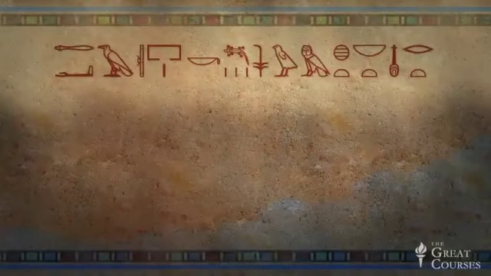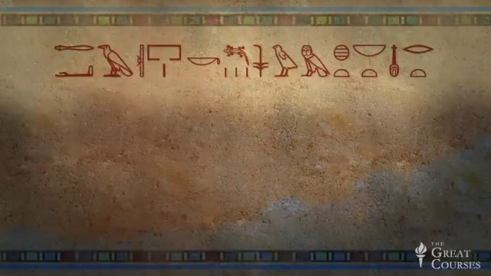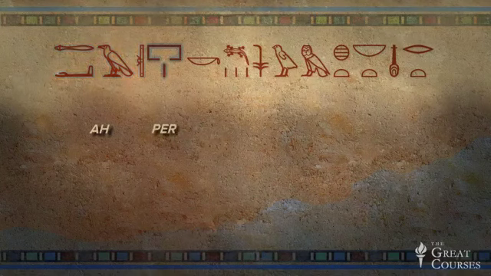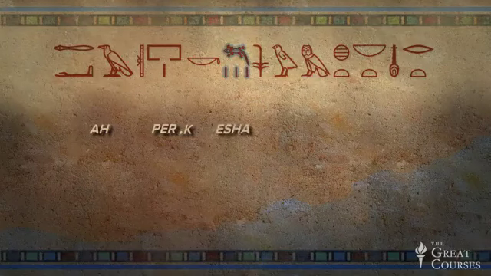We have a predicate adjective beginning our next sentence. It's the word for great, ah. So something is great. What is it? Your house. It's your masculine singular. Okay, so your house is great. Next comes another predicate adjective, the word for plenty. It's followed by the dependent pronoun it. So it is plentiful, referring to the house.